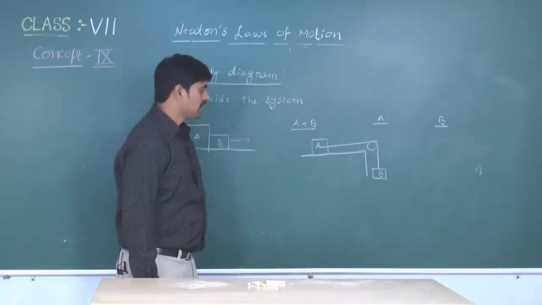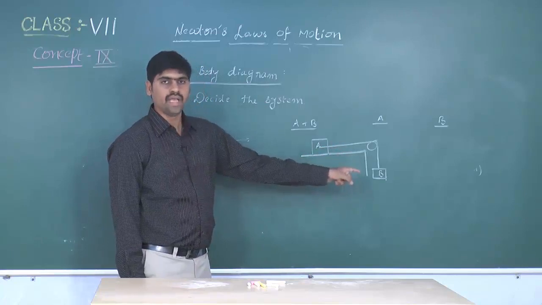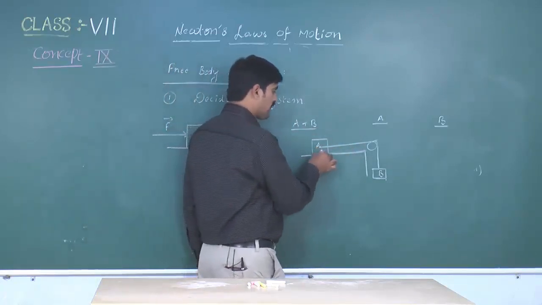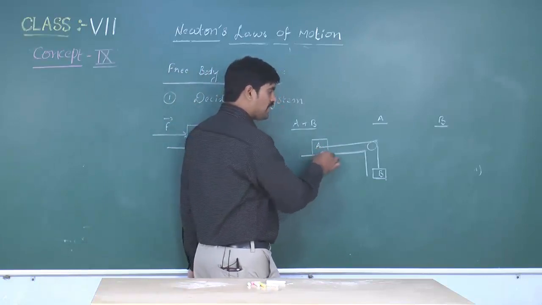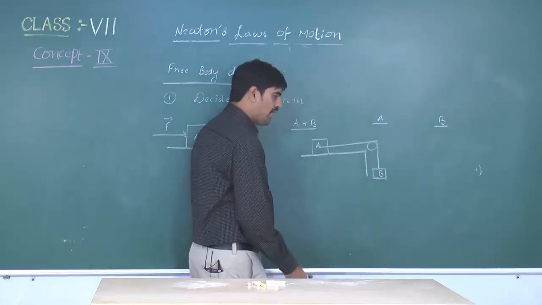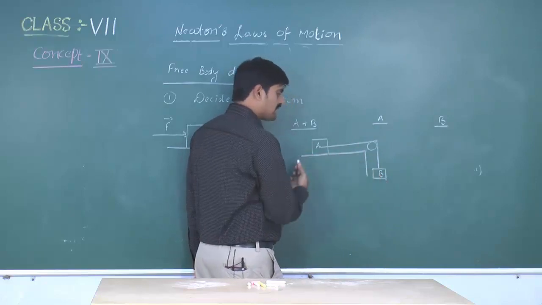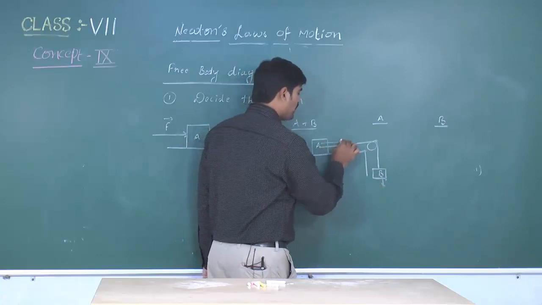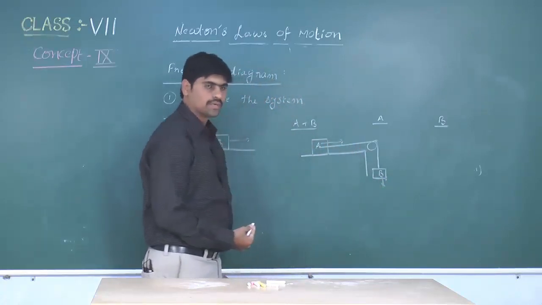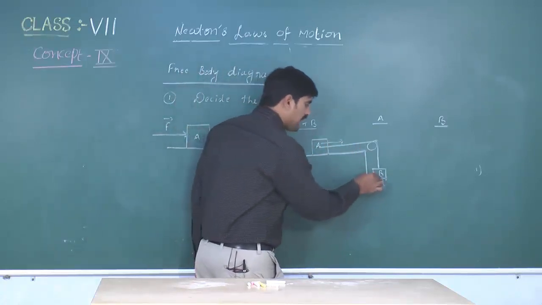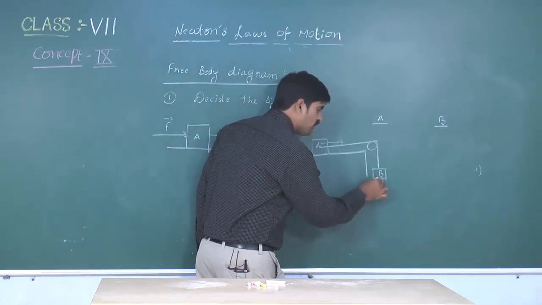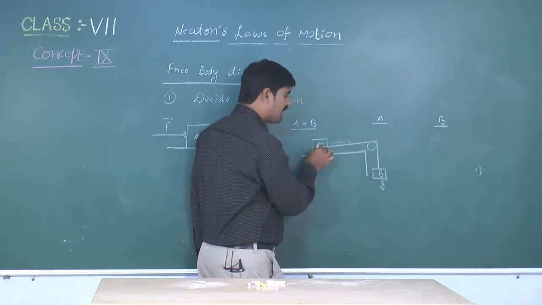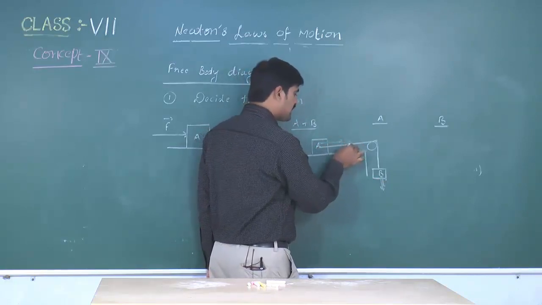Now these are two blocks A and B connected to the ends of a string, and they are passing over a pulley. Now all of you know it is a frictionless surface. This block is moving down and this block is moving along this direction. Now, how much length does this body cover per unit time? The same distance is covered by the body A in the same time.